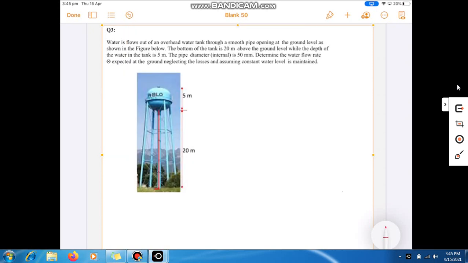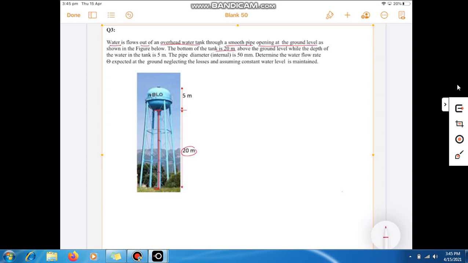Question 3 to tutorial 6. In this question, water flows out of an overhead water tank through a smooth pipe opening at ground level, as shown in the figure below. The bottom of the tank is 20 meters above the ground level.